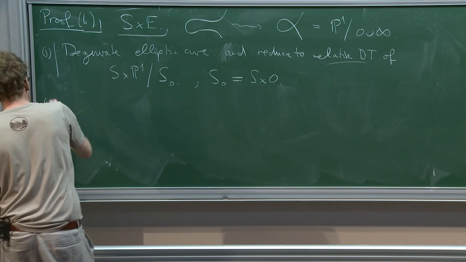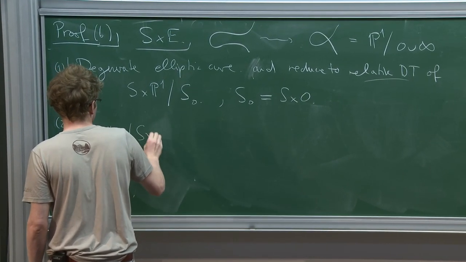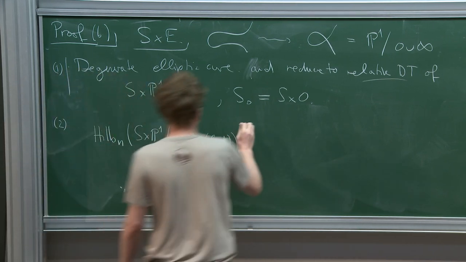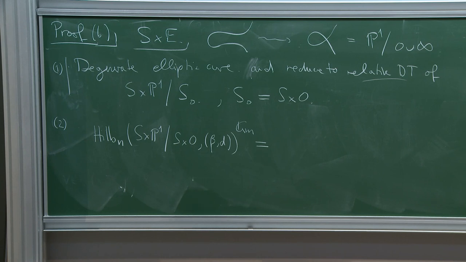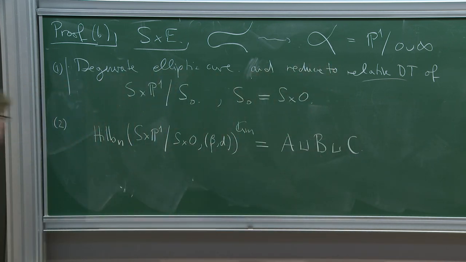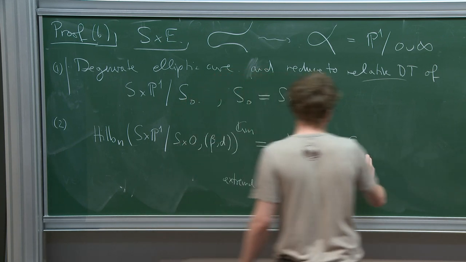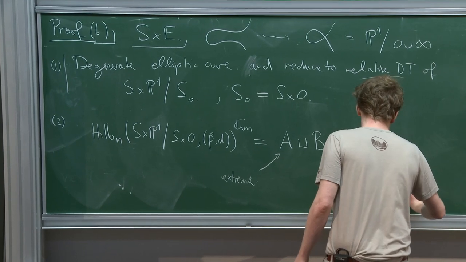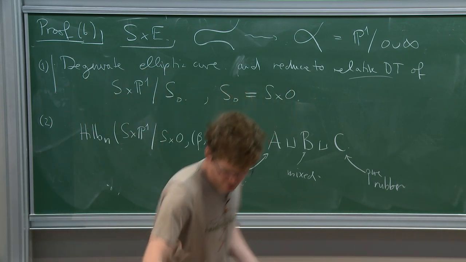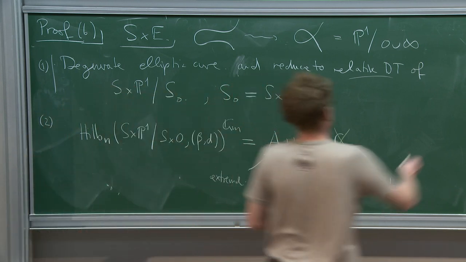And then the second step that you do is always you localize. So you look at this geometry, this Hilbert scheme of S cross P1 relative to S0, and then you localize. You take the G_m action. Essentially there are three different fixed loci one has to consider in this relative Hilbert scheme. This one I call the extremal one. I haven't told you what it is. This one is what is called pure rubber. And this one is some sort of mixed one. For us, it will turn out that the second and third one will not contribute at all. And that is not hard to see.